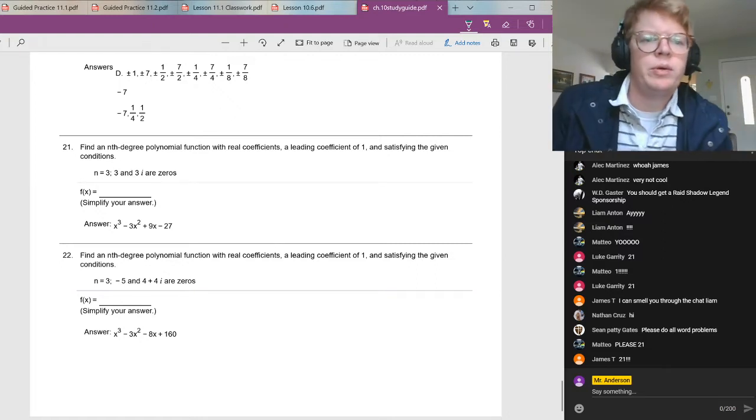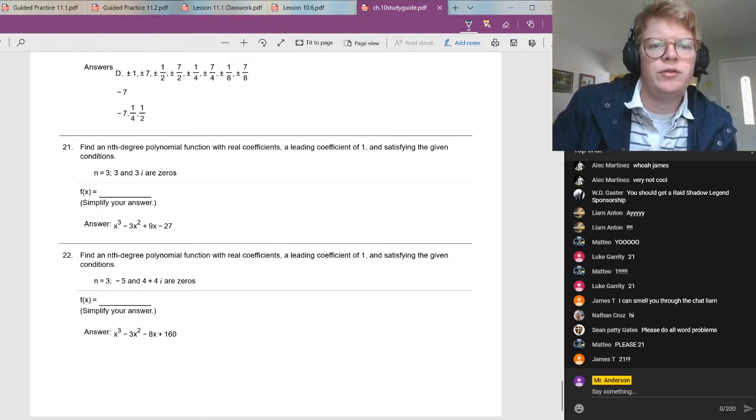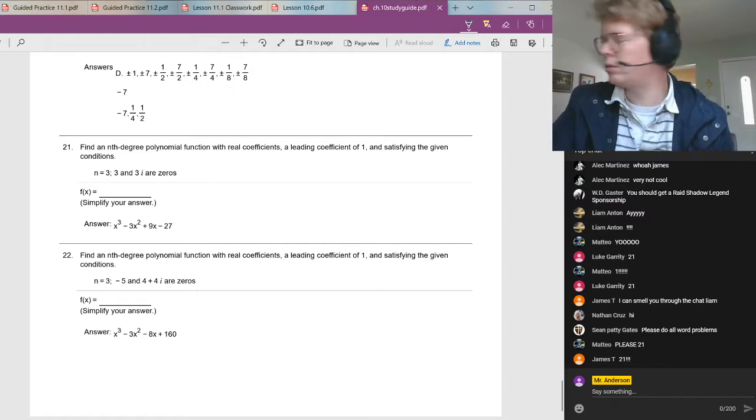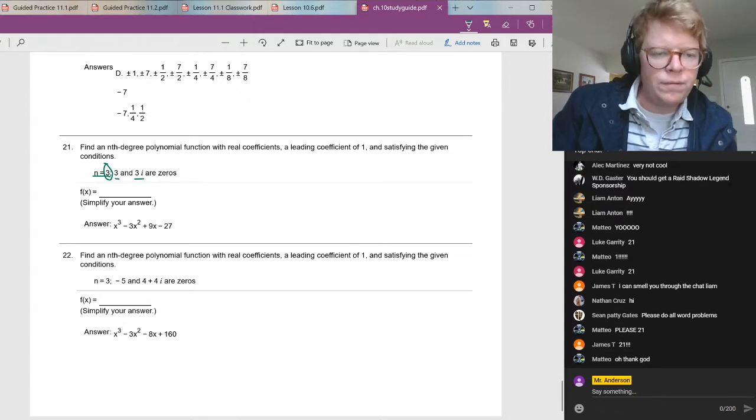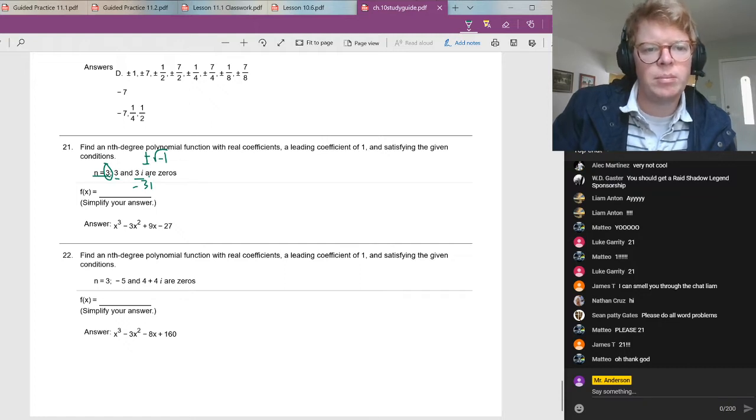All right, 21. 21 and 22 are very similar, and you do have a question like this on number 21. So we're going to use this n to the 3. Don't worry about that. That's just telling you that you have 3 answers, okay? And so 2 of the answers are 3 and 3i. And so hopefully you realize that if you have an i, that's the square root of -1, and all square roots are plus or minus, right? So that means that if you have a 3i, you also have a -3i. So our 3 answers are going to be 3, -3i, and +3i.